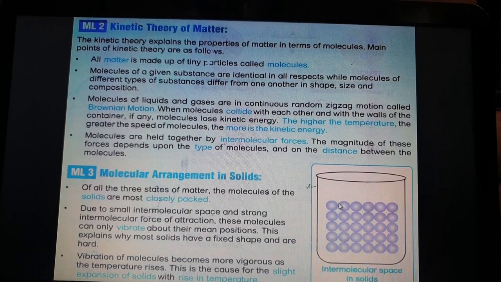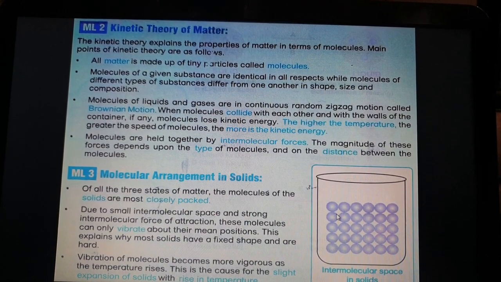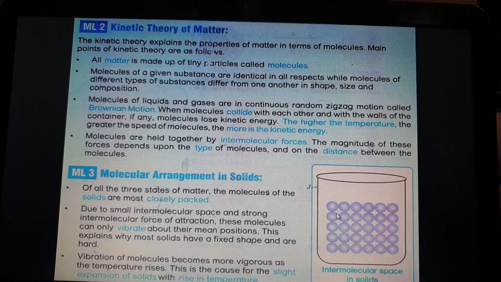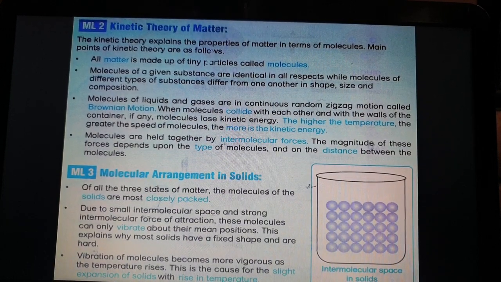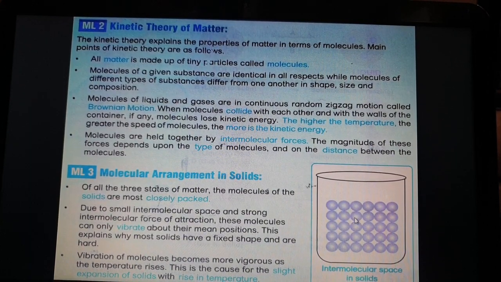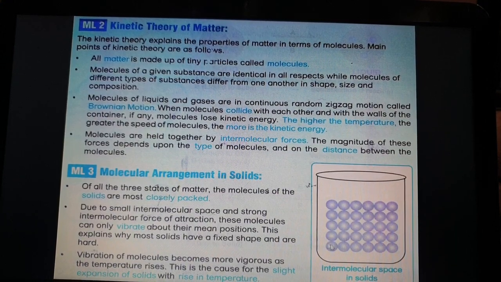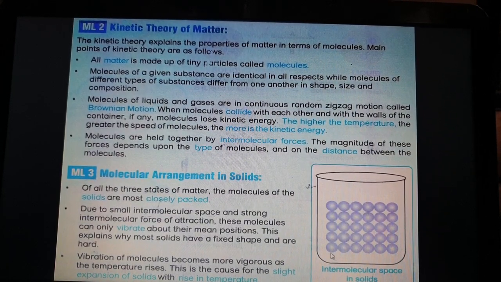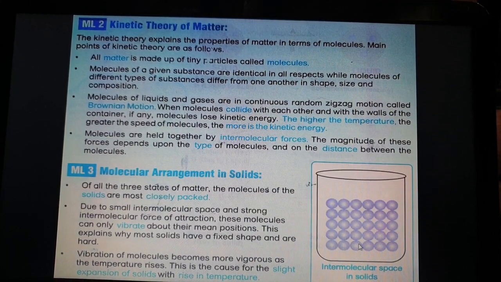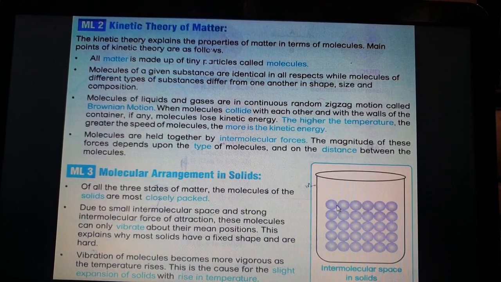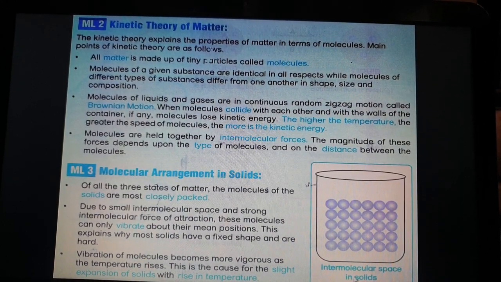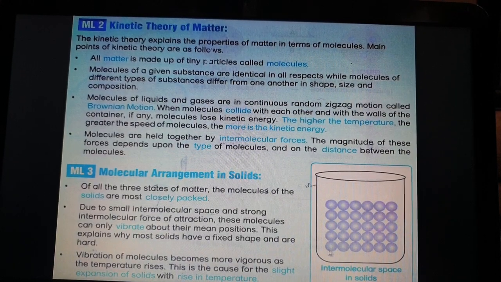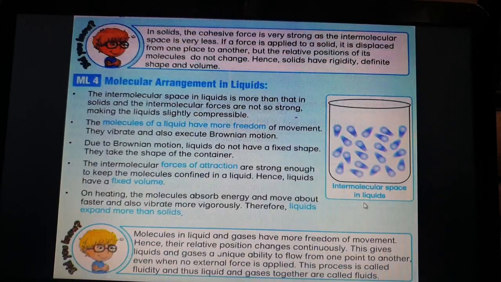Why? Because the intermolecular space between them is very, very less. That is why even if you try to remove these molecules outside, they just vibrate, they will not come out. Vibration of the molecules becomes more vigorous as the temperature rises. Means if I start heating this, maybe they will get some energy and start coming outside. So the intermolecular space will break when we heat these molecules.